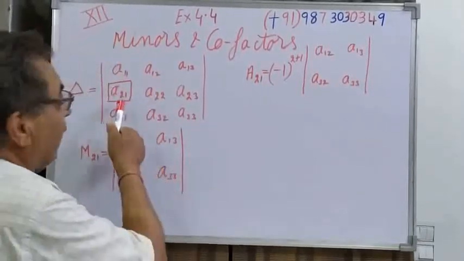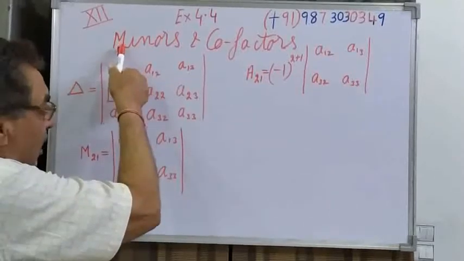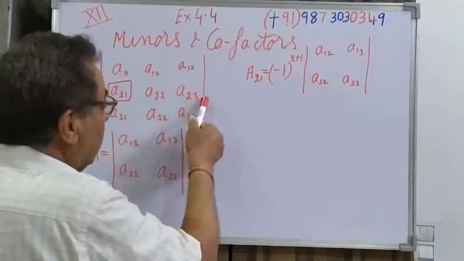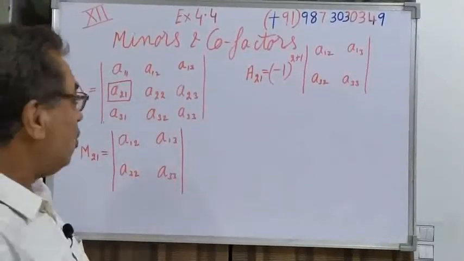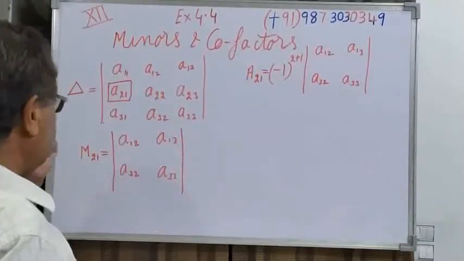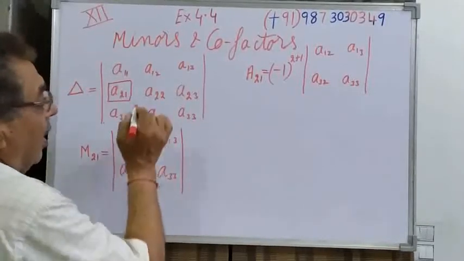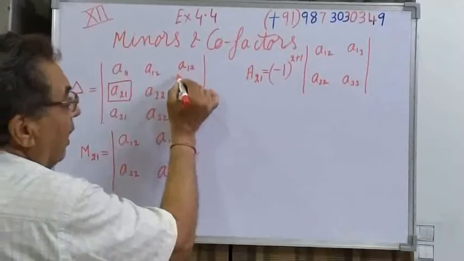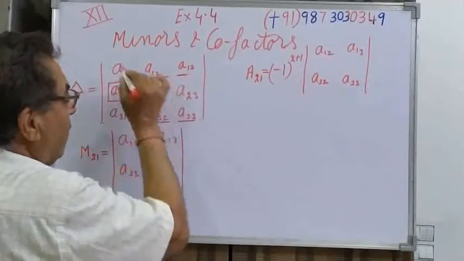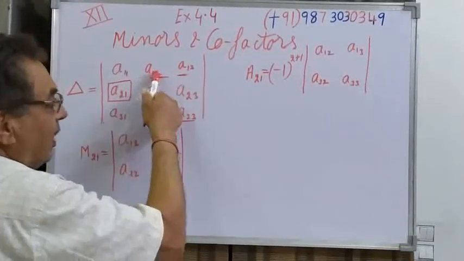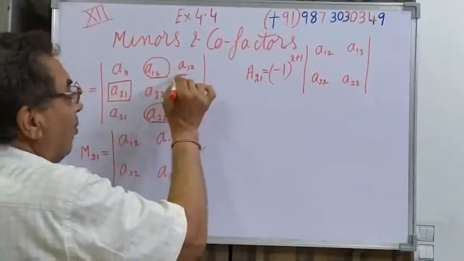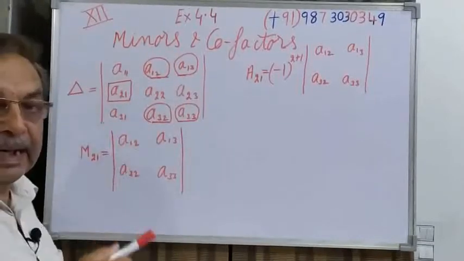Suppose I want the minor of A21, just hide the column in which A21 lies and hide the row in which A21 lies. So A21 lies in the first column and the second row. On hiding these two, what is being left? We get A12, A13, A32 and A33. So if we hide this one and this one, we get these 4 elements. So these 4 elements form the minor of A21.